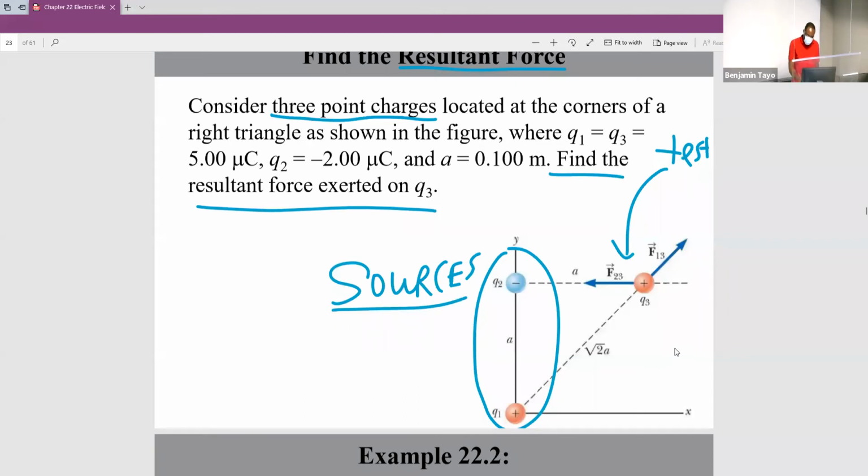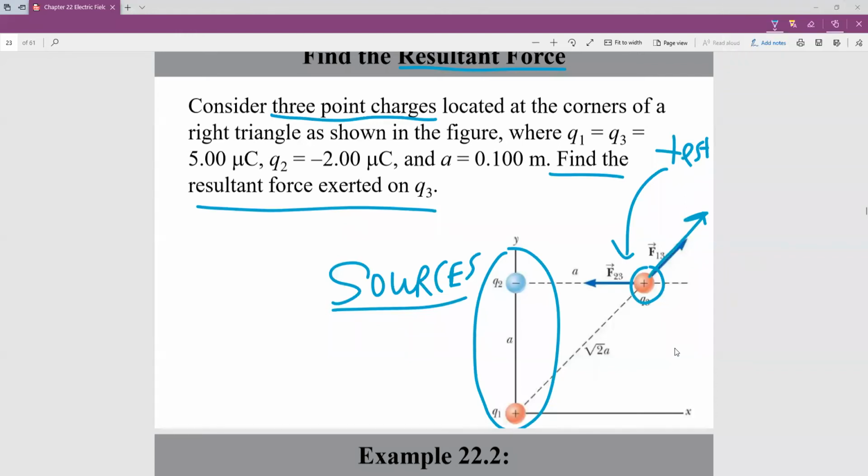Then I'm going to ask myself, since Q3 is positive, you see that Q1 is going to push Q3 in this direction like that, and Q2 is going to attract Q3 in that direction. So all we need to do here is just add forces. And if you remember, we've done something like this in PSE1.